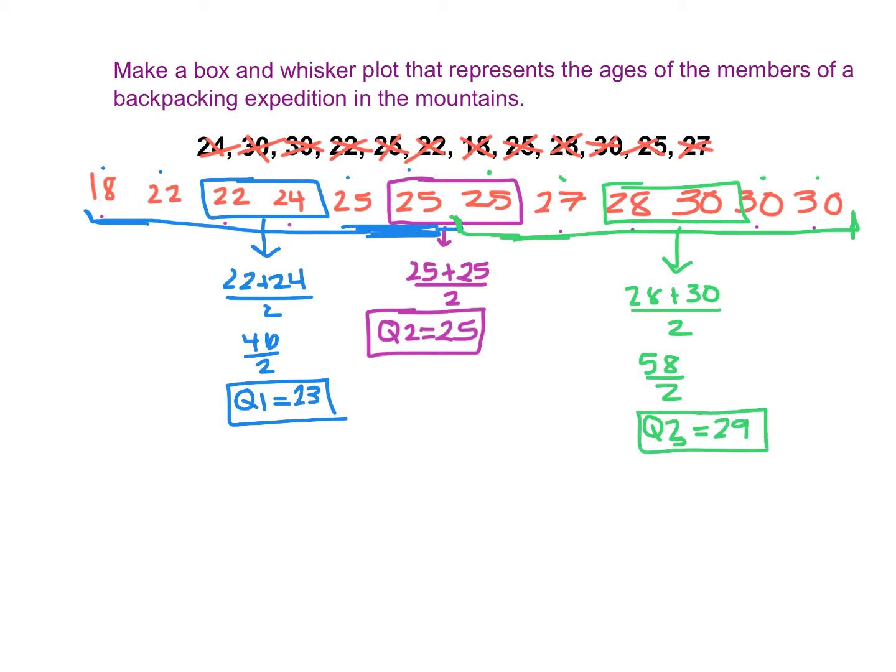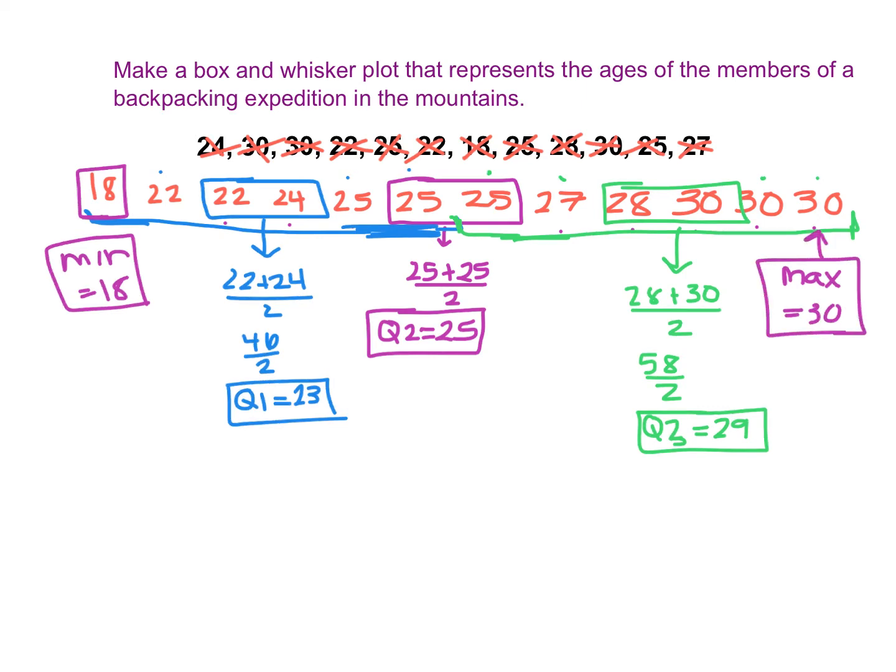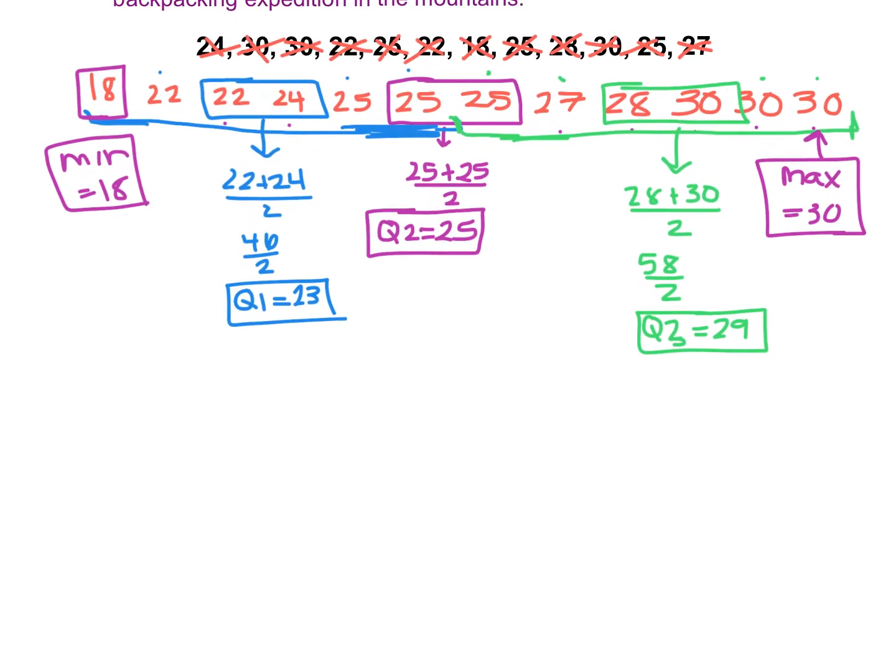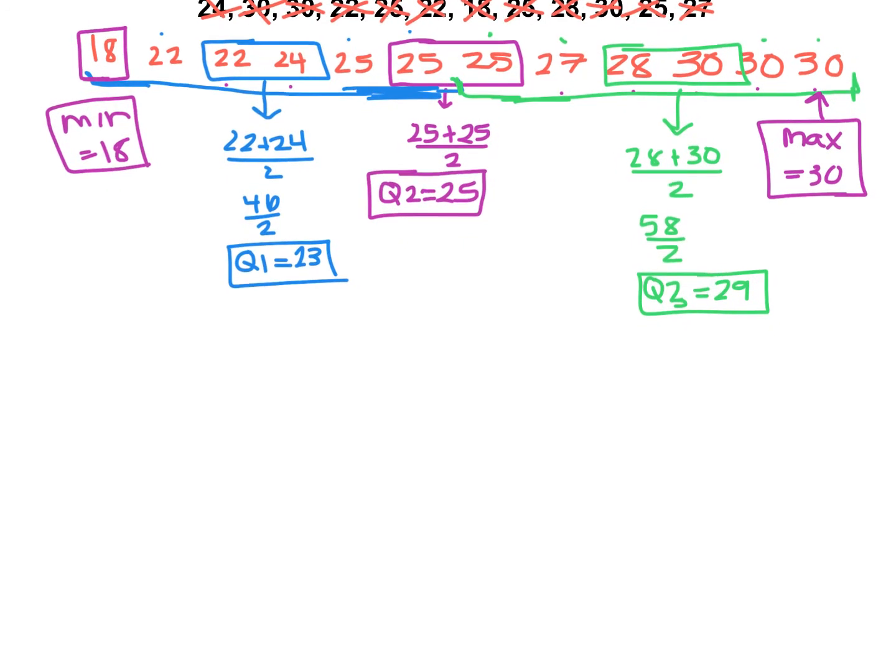Then from here, I know that I already have my minimum and my maximum, so I have a minimum point here equal to 18, and then I have my maximum point here equal to 30. So I'm going to be able to create my box and whisker plot by having those 5 values. So the first thing I need to do is create a number line that ranges from 18 all the way up to 30. So I'm going to draw my number line here.